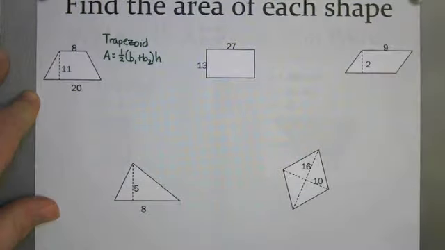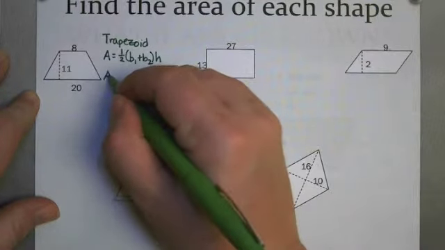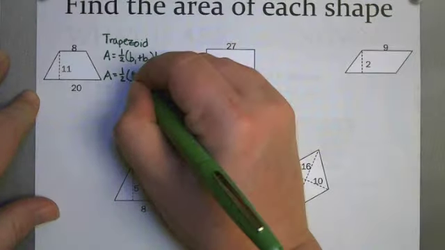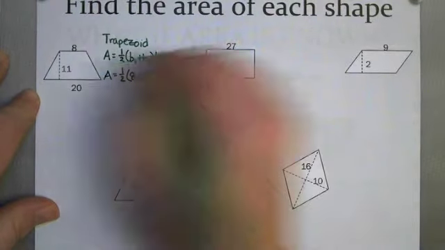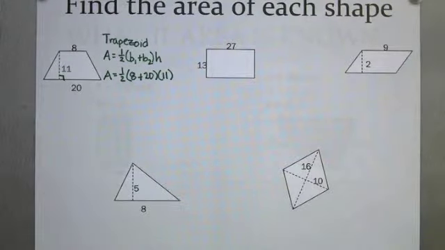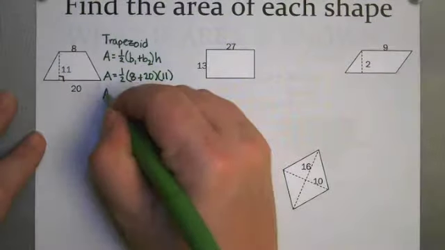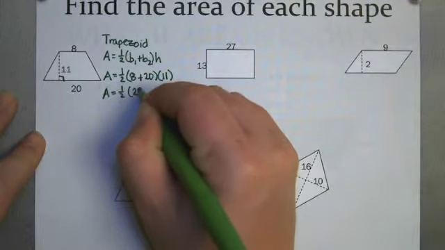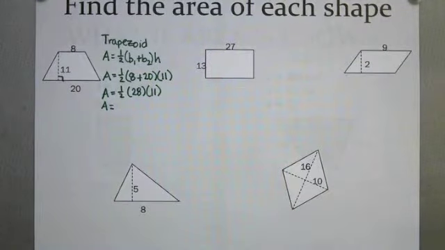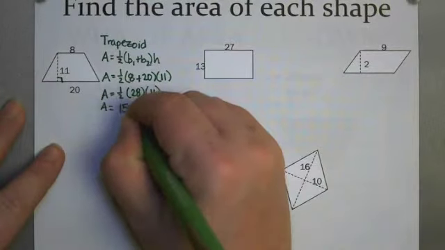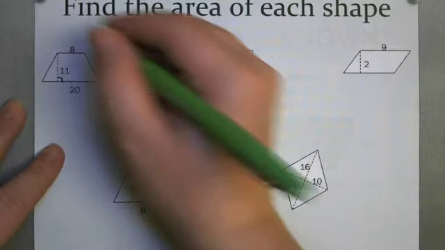So what we need to do first is fill in all the information that we know. We know that B1 is 8 and B2 is 20. Again, it doesn't matter which order you put that in. And the height is 11. So work out the problem, 1/2. Let's add what's in parentheses first to get 28. And then you can punch that into the calculator just like it is, 1/2 times 28 times 11. So when we work that out, we get 154.